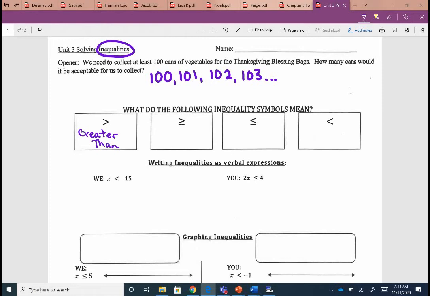The next symbol looks a whole lot like it, but now we put a line under it. It still means greater than or equal to. So when we put that line underneath, it could also be equal to. So we've got greater than or equal to.